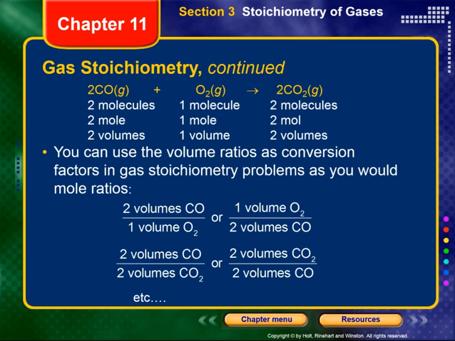We can invert them depending on what we want. So we can write 2 volumes of CO to 1 volume of O2, or 1 volume of O2 to 2 volumes of CO, right? We can invert that. We also have another version, 2 volumes of CO yield 2 volumes of CO2, and you can flip that. You can invert it as well, and on and on, in the exact same way that we introduced mole ratios in chapter 9.